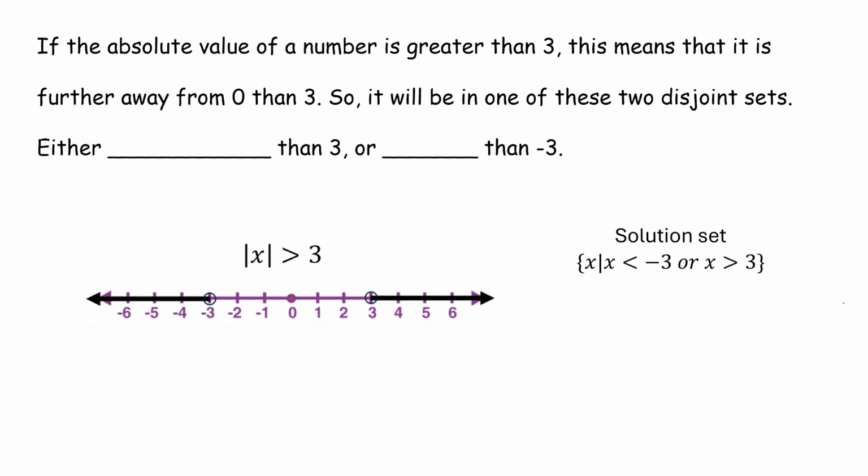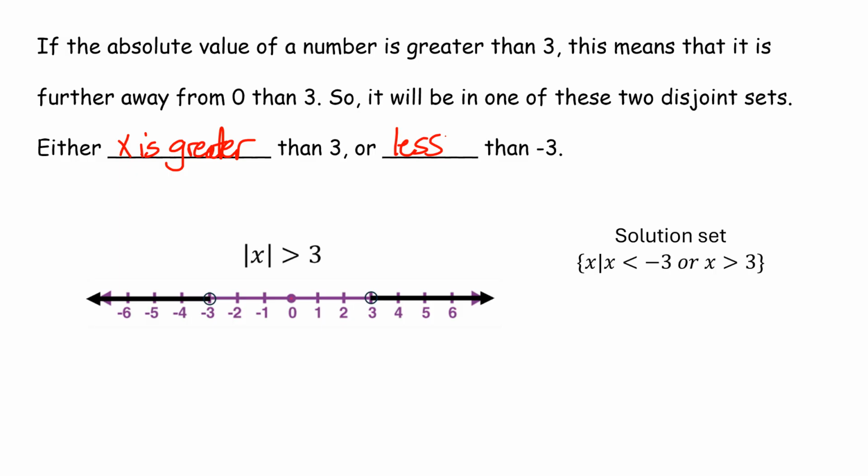If you have greater than, when you're talking about an absolute value inequality, if the absolute value of a number is greater than 3, this means that it's further away from 0 than 3. So it will be in one of these two disjoint sets. Either x is greater than 3, so further away than 3 over here on the right, or less than -3, because it's further away from 0 than 3. So the solution set for absolute value of x is greater than 3 is going to be all x such that x is less than -3 or x is greater than 3.